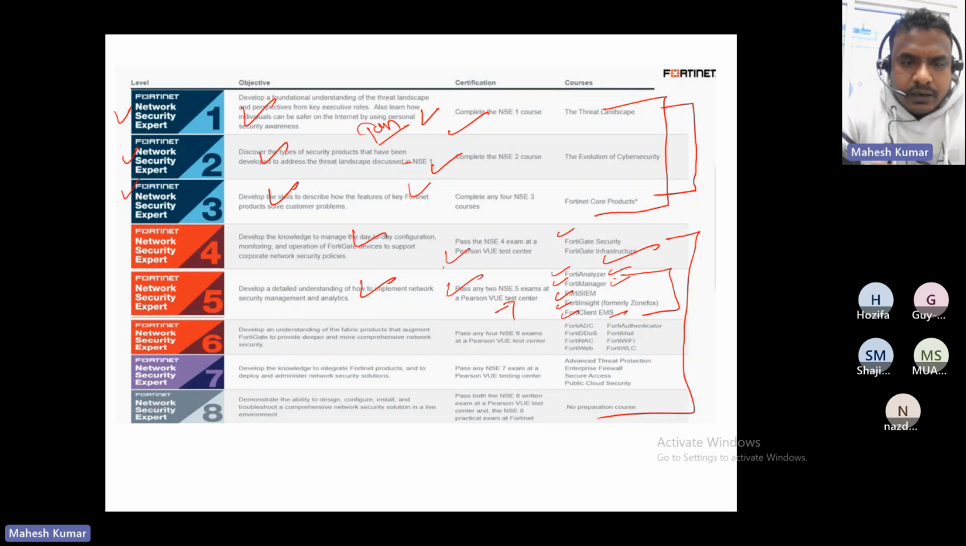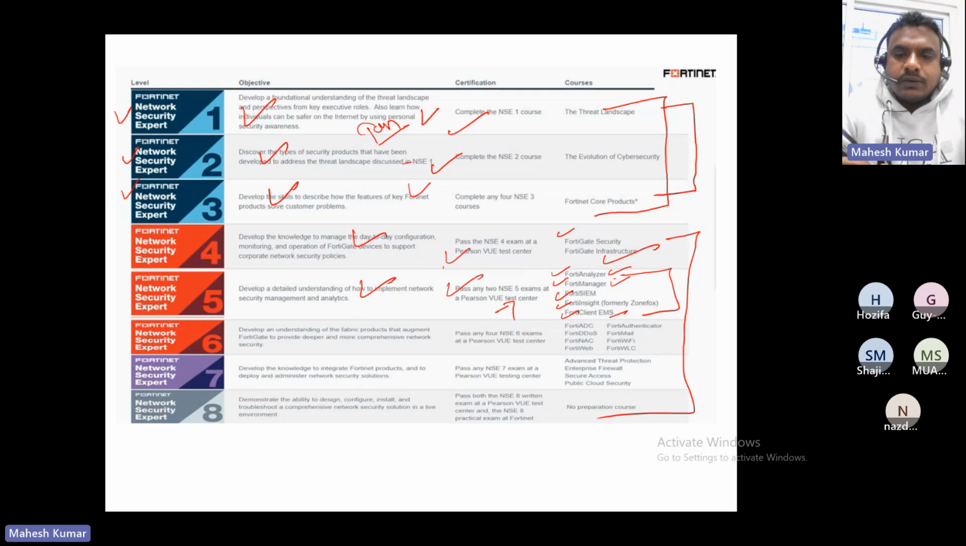Developer and understanding of the Fabric product, that augments FortiGate to provide deeper and more comprehensive network security skill, that is NSE 6. In NSE 6 you'll get FortiADC, and for authentication purpose, FortiAuthenticator, FortiDDoS for the DDoS attack, FortiNAC, FortiWi-Fi, FortiWeb for the WLC. So if you know about the WLC, Wi-Fi, or FortiMail, then you can say yourself that I know about the NSE level 6.